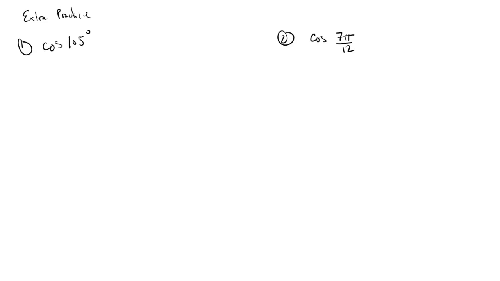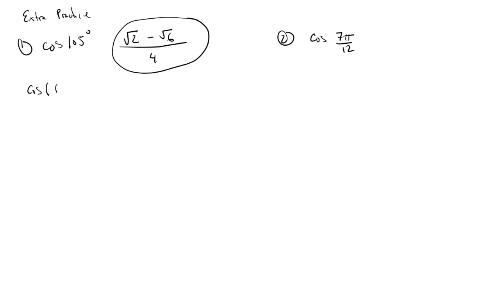Okay, so if you tried cosine of 105, what we could have gotten is root 2 minus root 6 all over 4. So if you got that right, there's no need to watch this video. You can fast forward to the next one. But if you didn't get that, these are the numbers I chose.